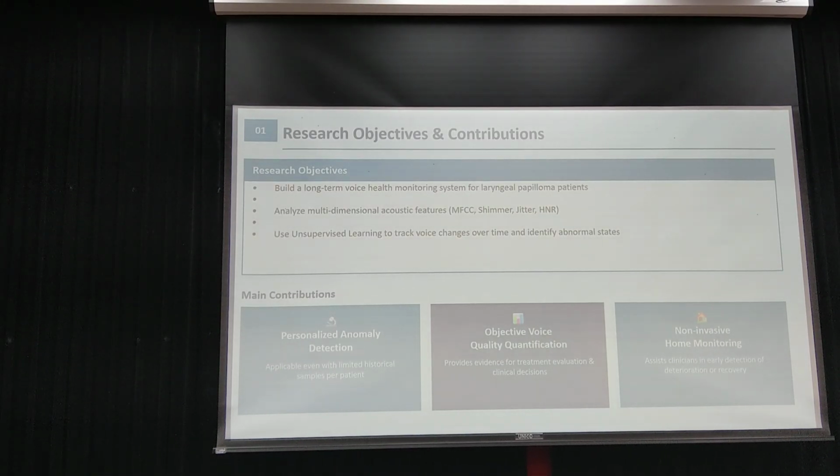The 3 main contributions are: first, we propose a personalized anomaly detection method applicable to limited sample scenarios. Second, we quantify voice quality changes as objective evidence for treatment evaluation and clinical decision-making. Third, the system enables non-invasive home monitoring that can assist clinicians in early detection of disease deterioration or recovery trends.